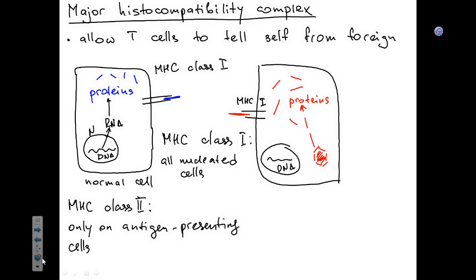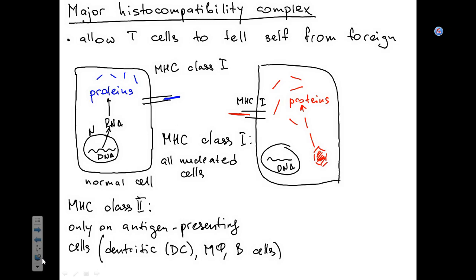Okay? There are three antigen presenting cells. Dendritic, I use the acronym DC, macrophages, and B cells. Do you follow me so far? Now, what is so spectacular, what is so special about MHC class 2? It acquires antigen in a different way.